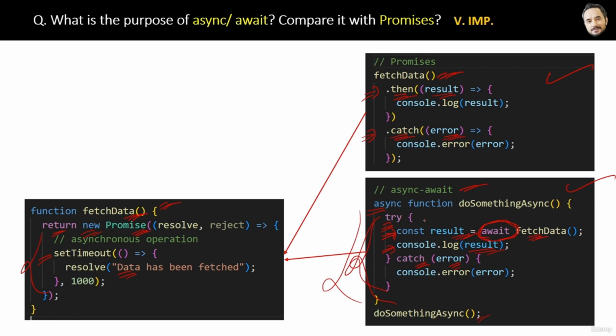It is very readable, and it is in sequence. That's why nowadays it is more popular in comparison to the whole promises, the then and catch. So as compared to that.